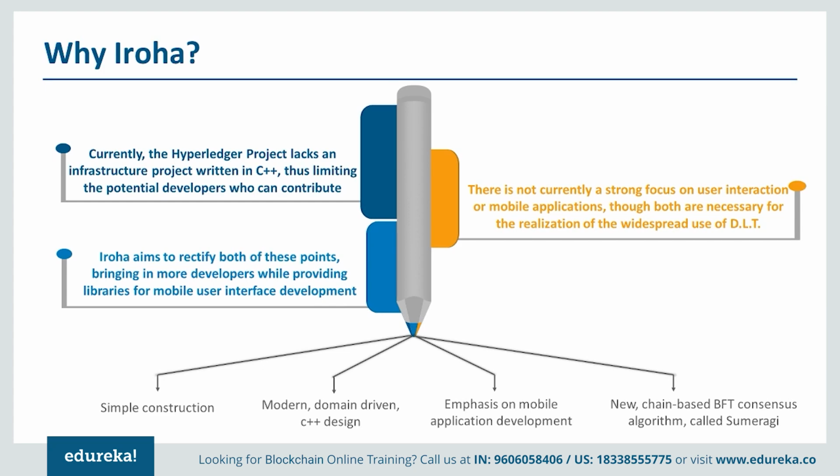Currently, the Hyperledger project lacks an infrastructure project written in C++, thus limiting the potential developers who can contribute. C++ is no more used widely. Iroha aims to rectify both these points, bringing more developers while providing libraries. And there is not currently a strong focus on user interaction on mobiles, though both are necessary for realization of widespread use of DLT. So if you are a good C++ developer, and if you want to write something on your mobile application based on blockchain, then use Iroha. Otherwise, it is not a suitable candidate.